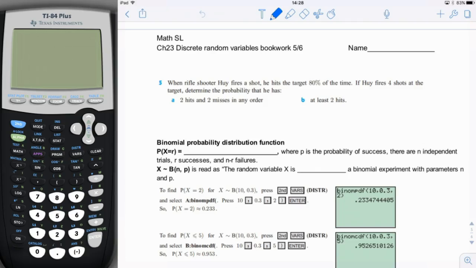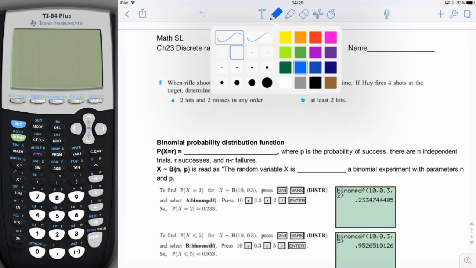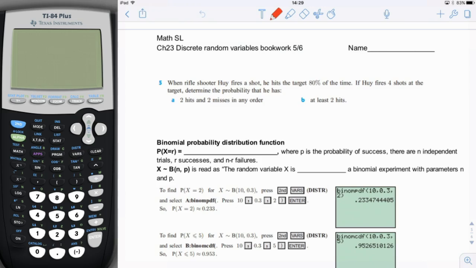Page 5 and 6 of discrete random variables. Number 5, continuation from last class. When rifle shooter Hui fires a shot, he hits the target 80% of the time. If he fires 4 shots at the target, determine the probability that he has 2 hits and 2 misses in any order, and that he has at least 2 hits.